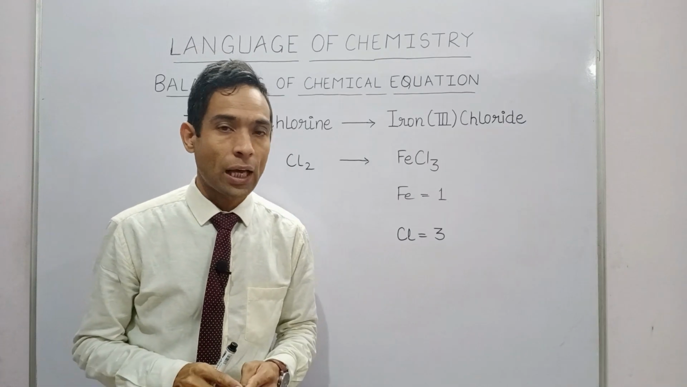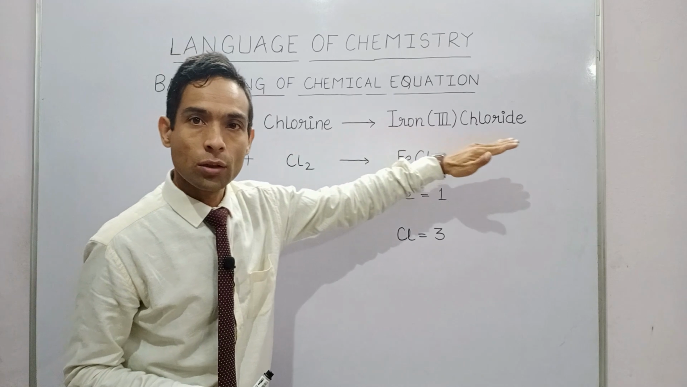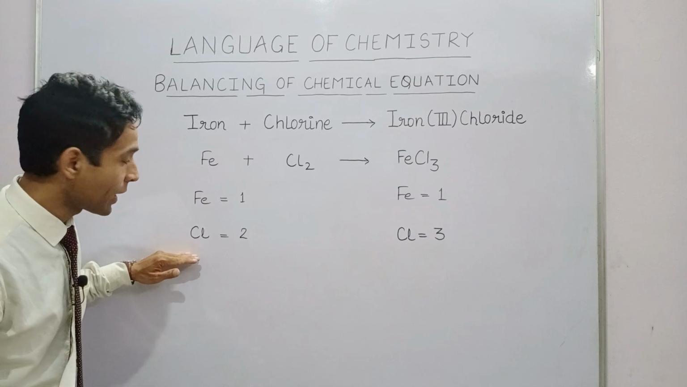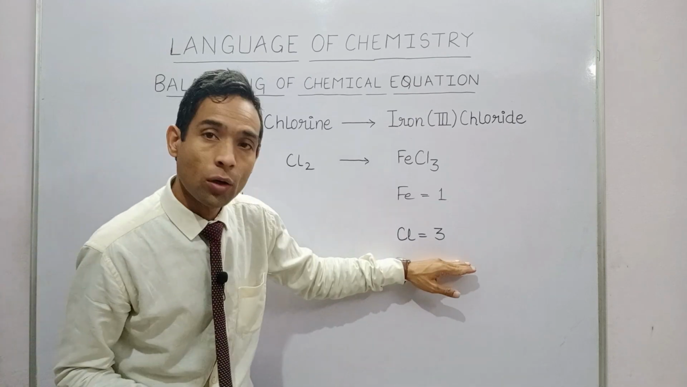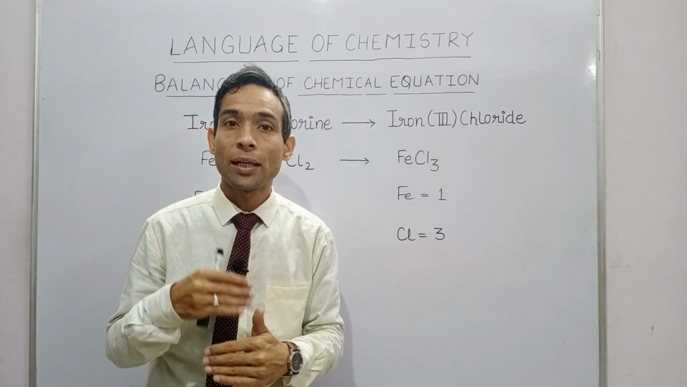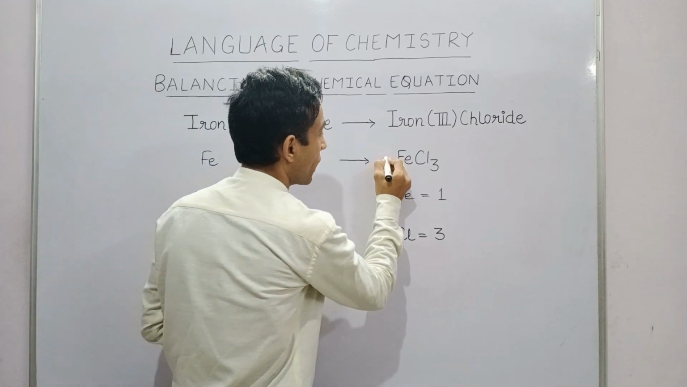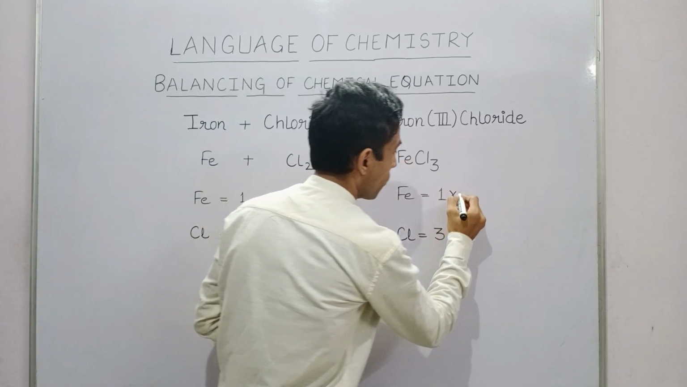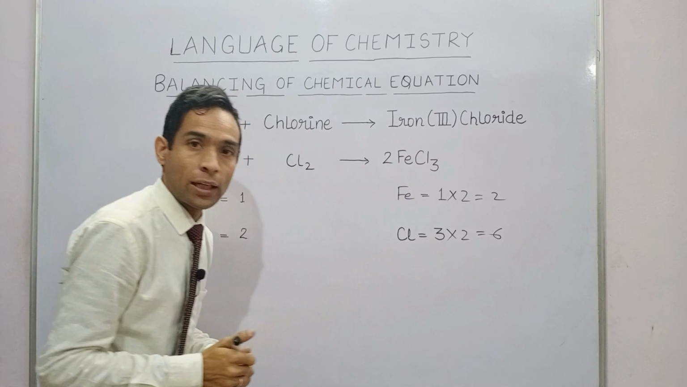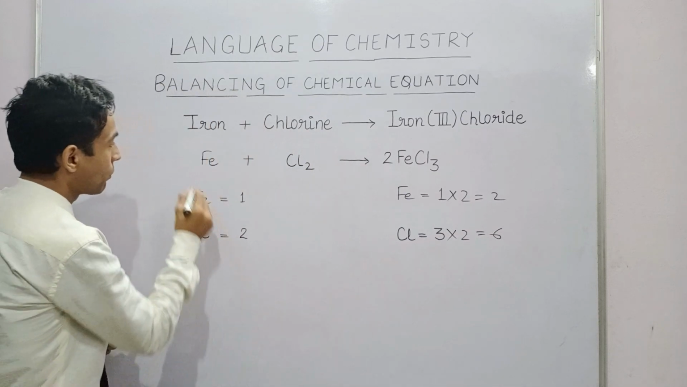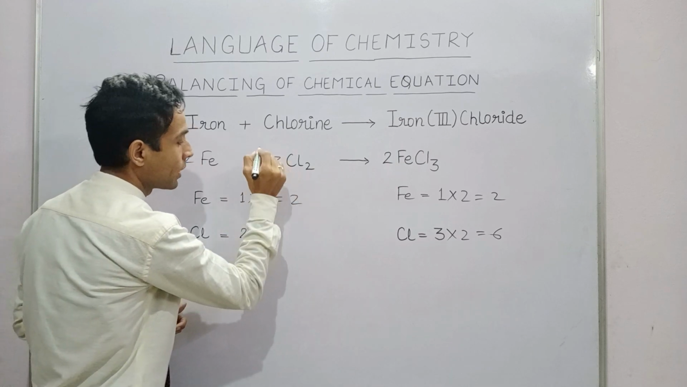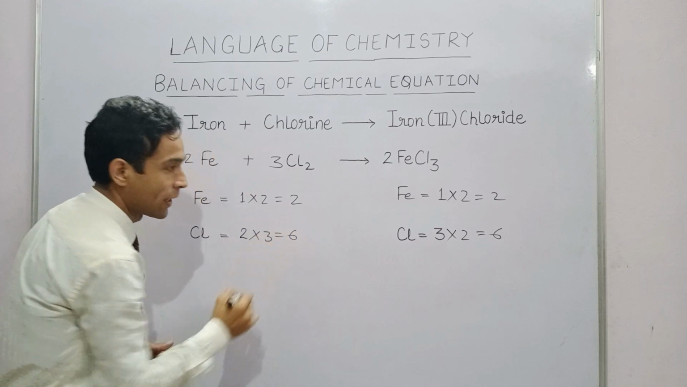In the second example, we have here iron plus chlorine gives iron 3 chloride. Here you can see the number of iron atoms is 1 on both the sides and number of chlorine atoms are 2 on left hand side and 3 on right hand side. Using the same method, I am going to identify the odd number of atoms and make it even. So I am going to place 2 before FeCl3 and this is going to make the number of iron atoms 2 and number of chlorine atoms 6 on right hand side. In order to balance them on the left hand side, I am going to place 2 before Fe. This balances the iron atom and 3 before chlorine. This balances the chlorine atom.